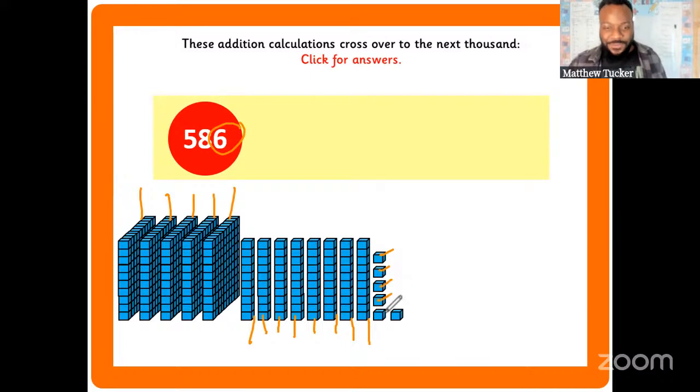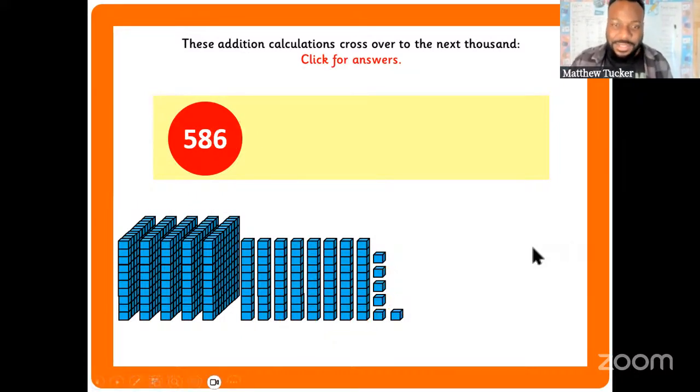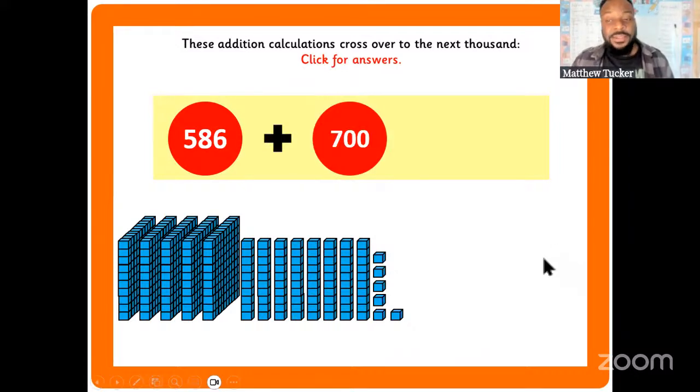1, 2, 3, 4, 5, and 6. Okay, so we know we have the right visual items that link to the digits and numbers themselves. Now, what are we going to do? Plus 700. Okay, so we would have how many more in the hundreds? 7. So we would need 7 more of these, and we've got 5. Okay, have a think.